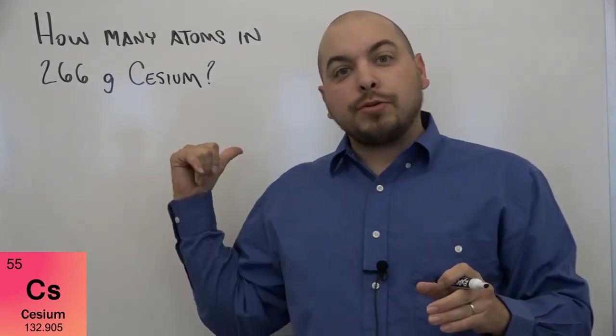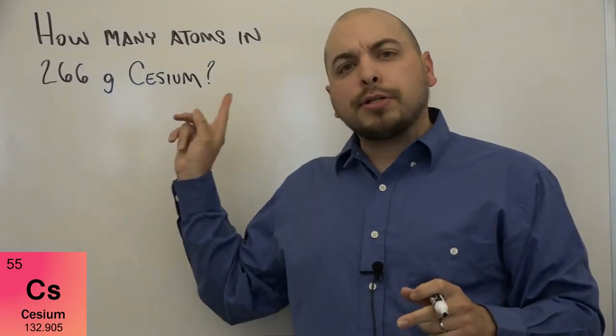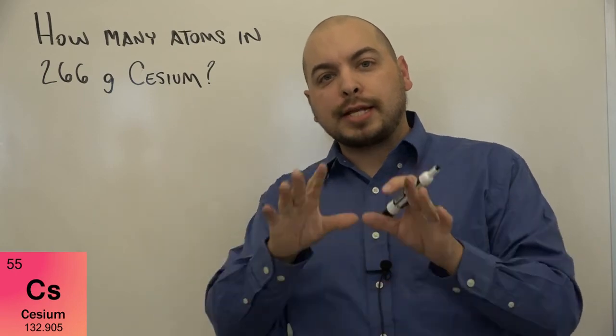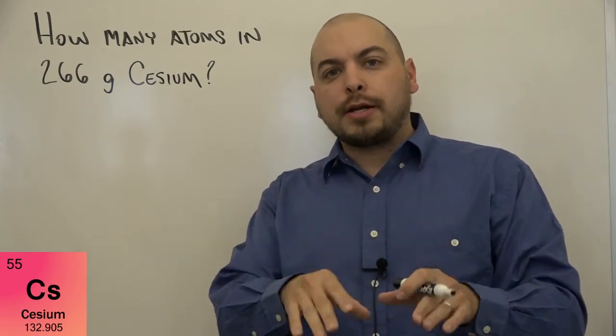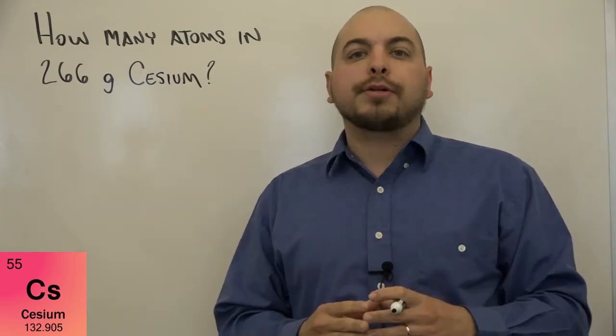All right, guys, let's have you do this example. Now, I want you to tell me how many atoms there are in 266 grams of cesium. Take a second, pause the video, all right? Solve the problem. If you get stuck or get an answer, unpause the video, come back, and we'll solve it together.